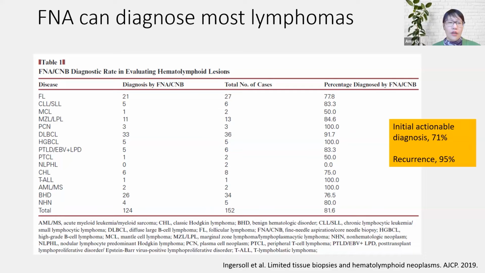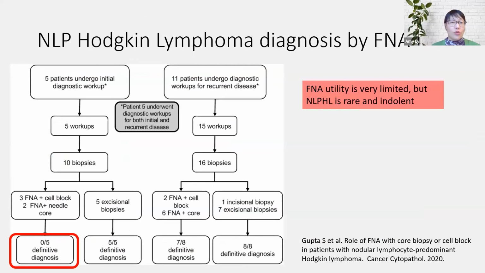And of note, none of the NLP Hodgkin lymphoma in this study were diagnosed successfully by either FNA or core biopsy. And this is echoed by a study from Stanford that showed they also had difficulty with diagnosing NLP Hodgkin in the primary setting, but were usually successful in the rule-out recurrence setting. So although you may say that FNA utility is very limited, fortunately, NLP Hodgkin is an indolent and rare disease, so immediate therapy intervention is usually not necessary.